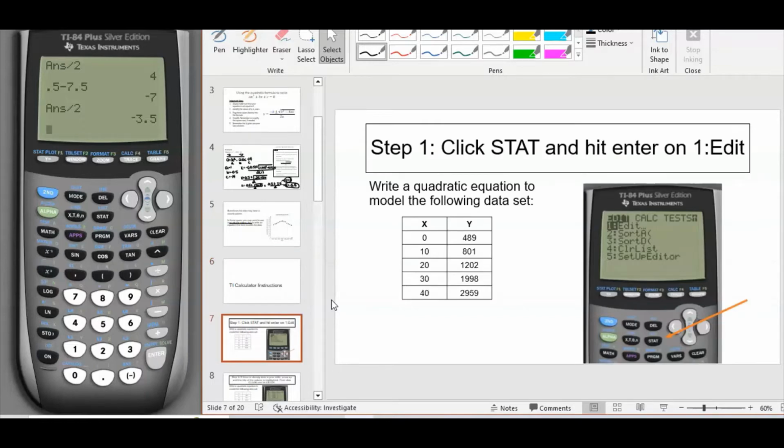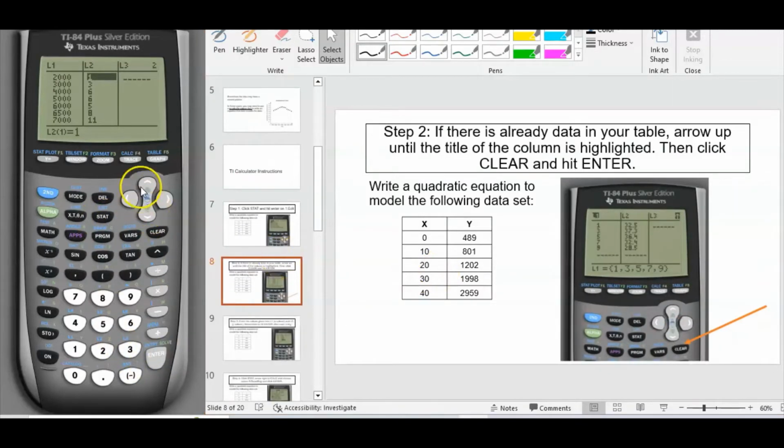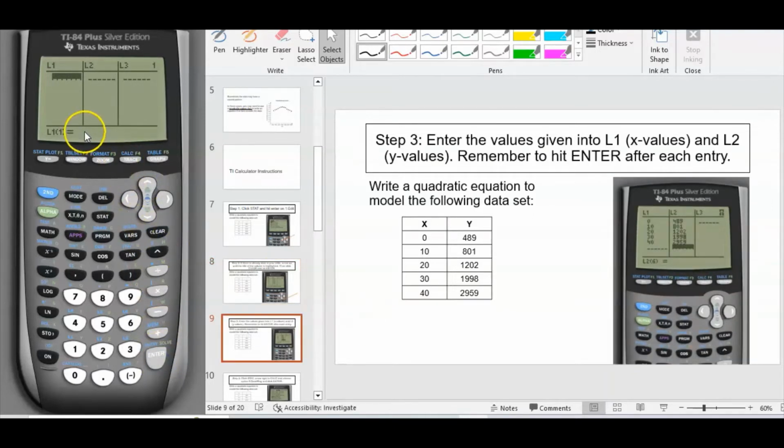Suppose we want to write a quadratic equation to model this data set. Remember, you always start off by going to Stat and hitting Enter on Edit. Since we already have values, we're going to go up and highlight the title, click clear, and then enter. Just go ahead and do that on both columns. Now we're going to type in our values. In L1, we're going to type in our X values: 0, 10, 20, 30, and 40. And then in L2, we're going to do all our Y values.